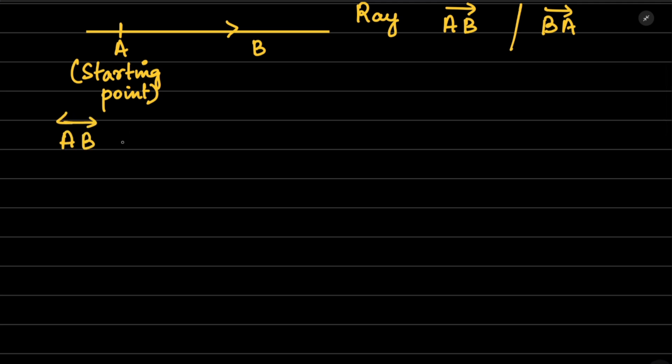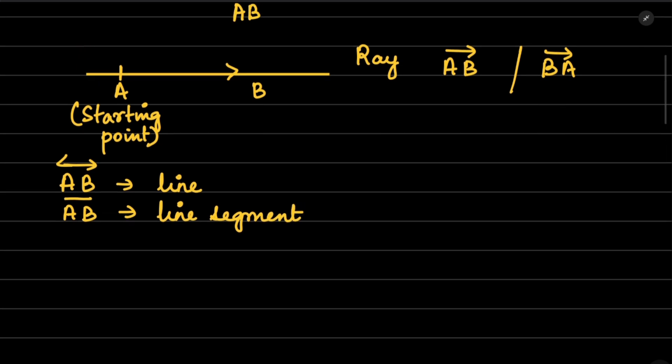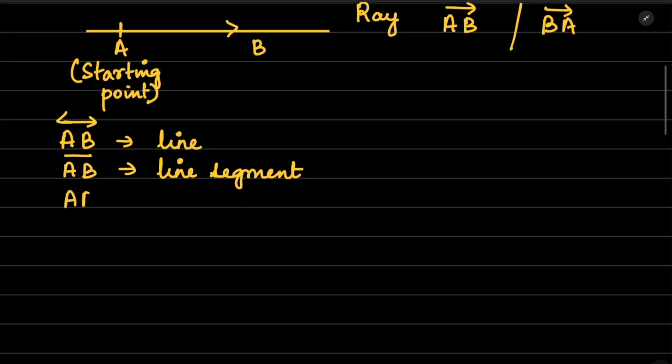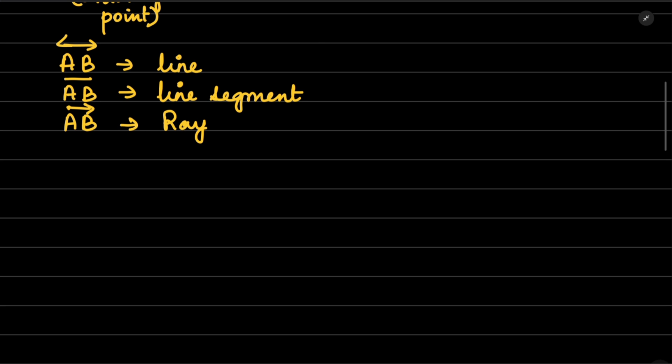AB with a bidirectional arrow is a line. If you have AB and the two endpoints are fixed, then it is called a line segment. And suppose you have AB where the starting point is fixed and the end point is not fixed, that means it goes on, then it is called a ray. So this is how you denote them. Hope this is clear. Now the next one is, what do you mean by collinear points?